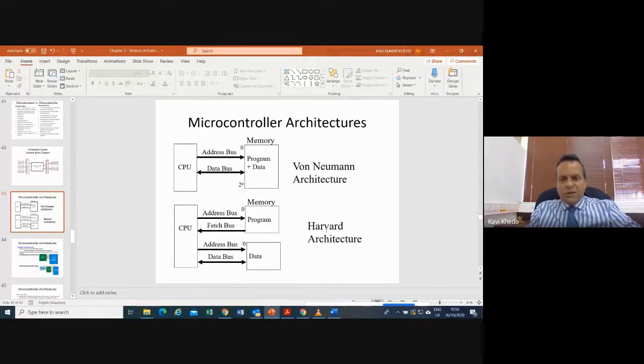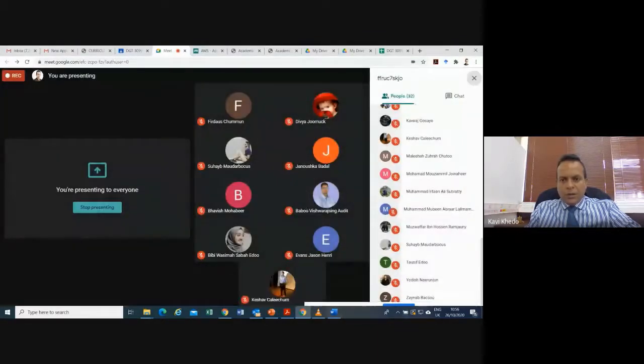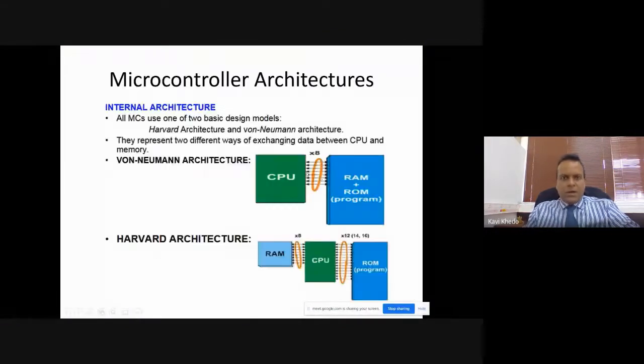This is the main advantage of the Harvard architecture, because we are separating the program from the data. This tends to give me improved performance. I think the difference is on the next slide. We do have it. So have a look here.